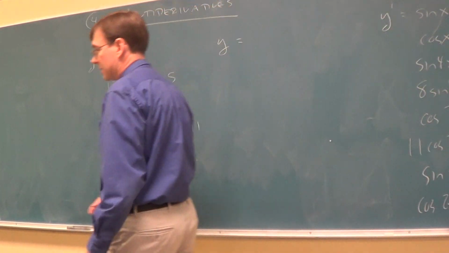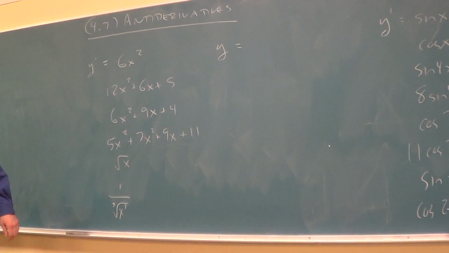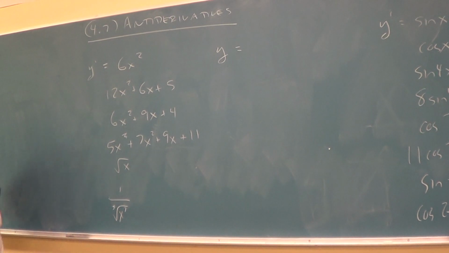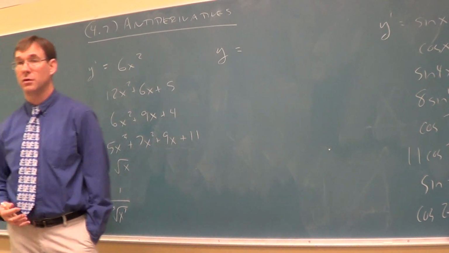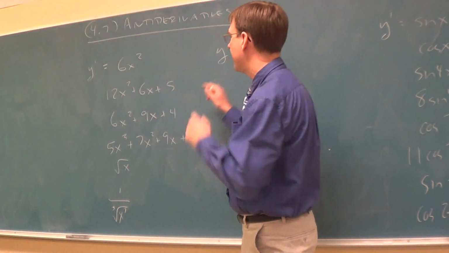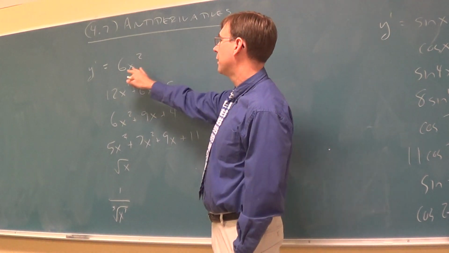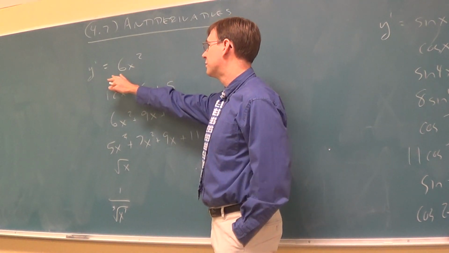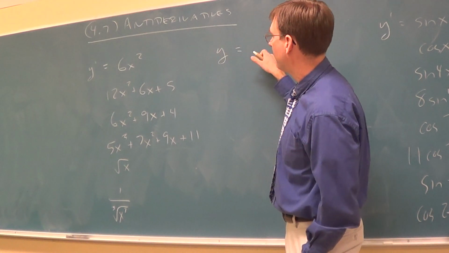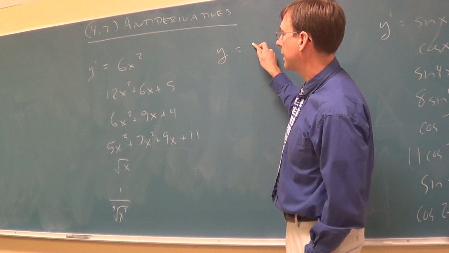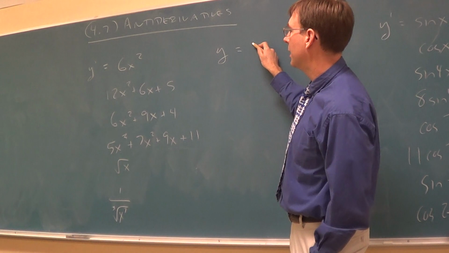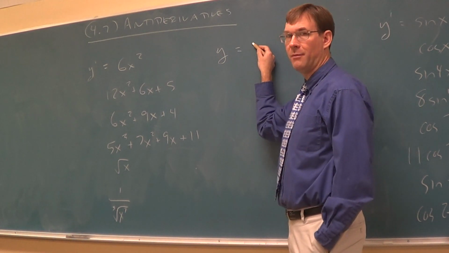So 4-7 is about a thing called antiderivatives. They are what they would sound like: the opposite of doing derivatives. So instead of me giving you a formula and you doing the derivative, the derivative's already been done and you're trying to reverse engineer your way back to where it came from. Can anybody tell me where 6x squared could have come from?